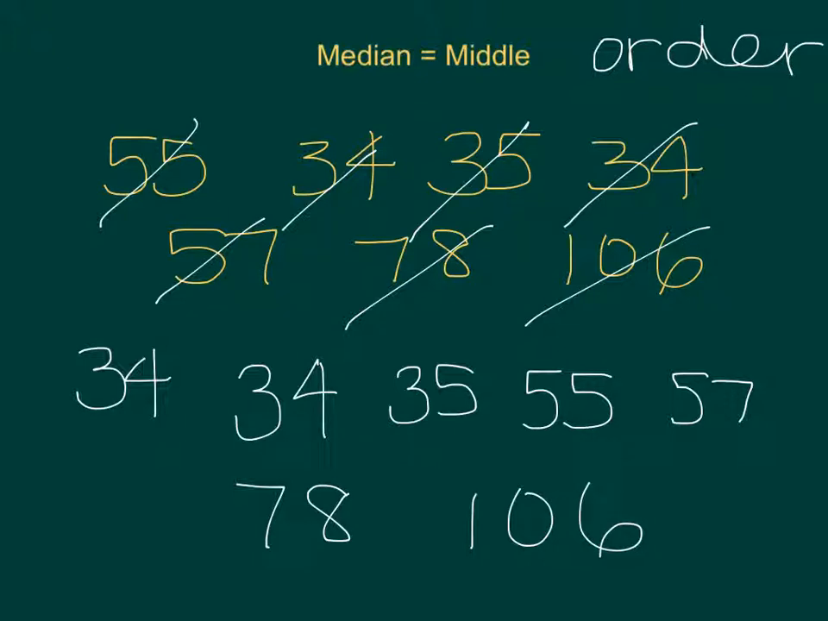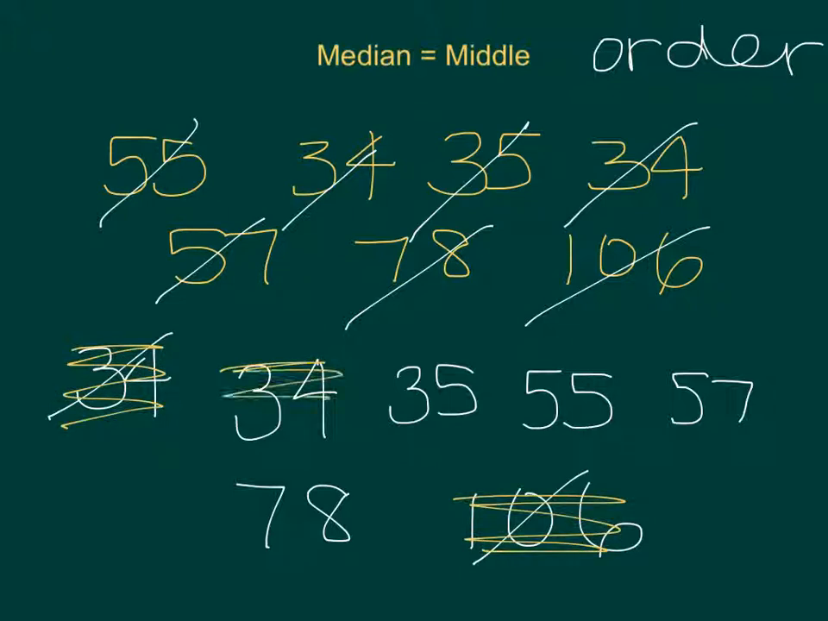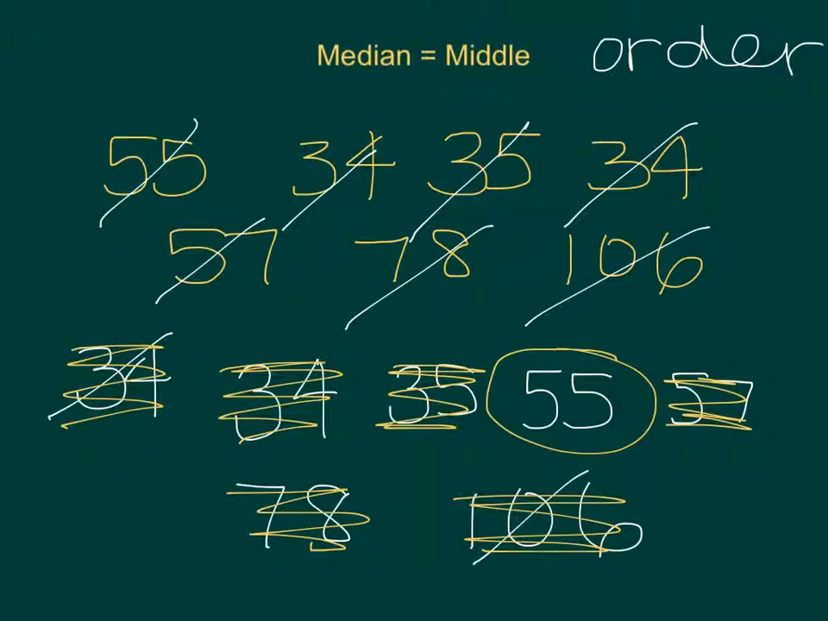Now, to find the median, you can cross out numbers until you get to the middle. So you cross one from the beginning, one from the end. One from the beginning, one from the end. One from the beginning, one from the end, and it leaves you with 55. Now, sometimes we will have a median and it's between two numbers. So if you're left with two numbers, to find the median between the two, you add those numbers together and divide by 2. So you get the average or the middle number in between.